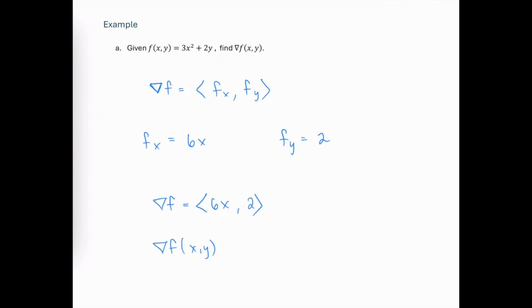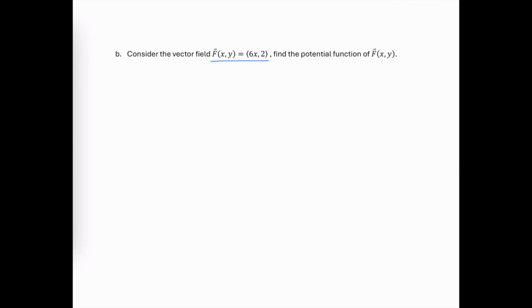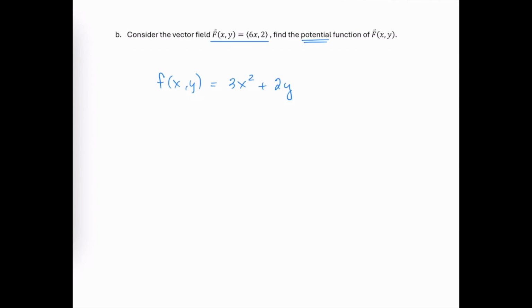And again, this is going to have an output that's a vector, which depends on the domain element we plug into it. And here's an image of a portion of this gradient field. So if we were given that vector field to begin with and we were asked to find the potential function, that is the surface function whose gradient is the vector field.